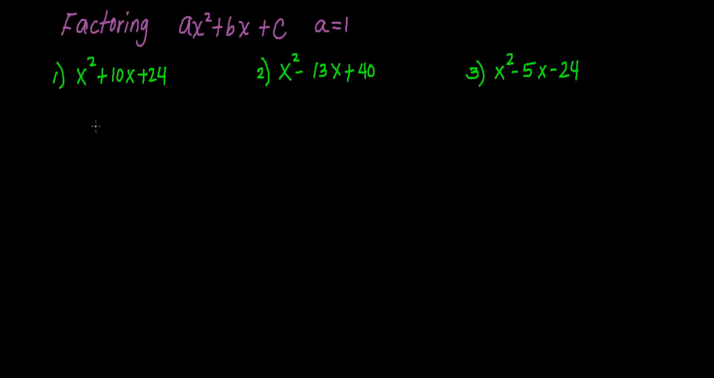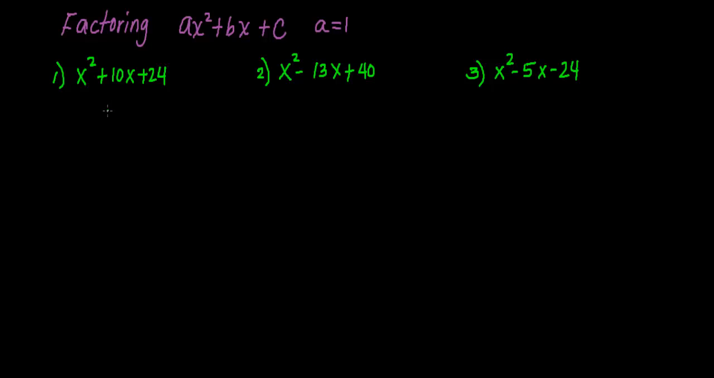And I'm going to show you a little trick to do that. Remember, the number in front of the x squared term is a, the number in front of the x term is b, and the number that is a constant, that's your c. So this is c, this is b. b is 10.